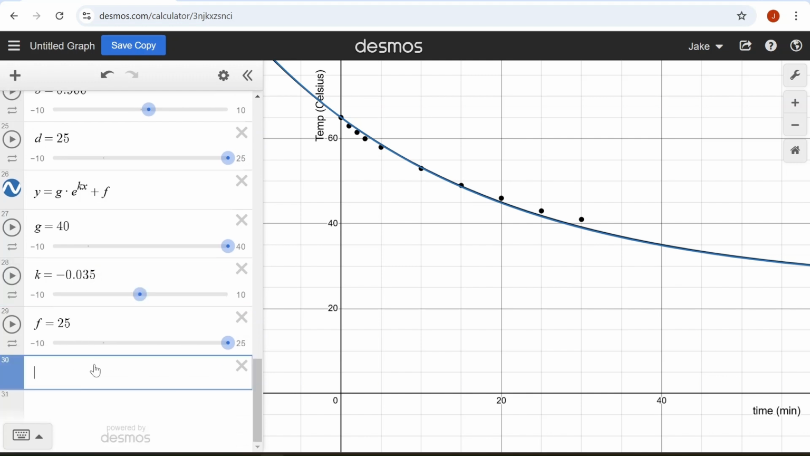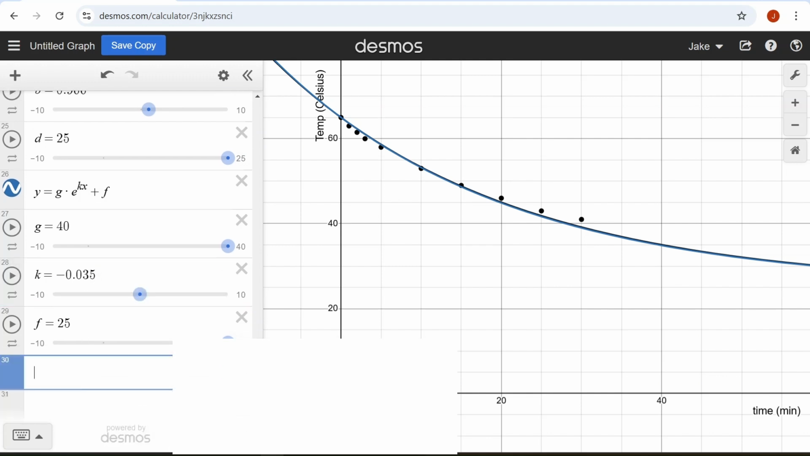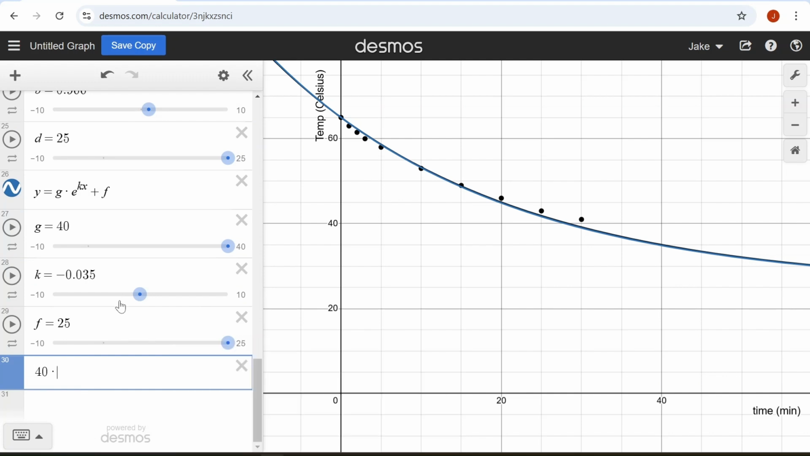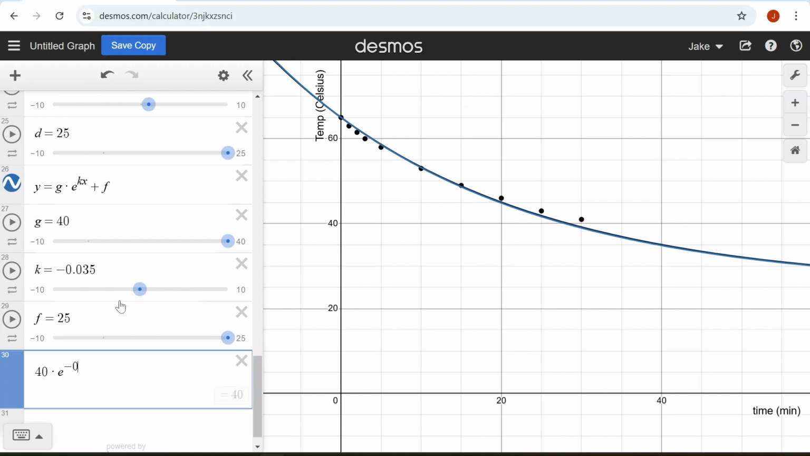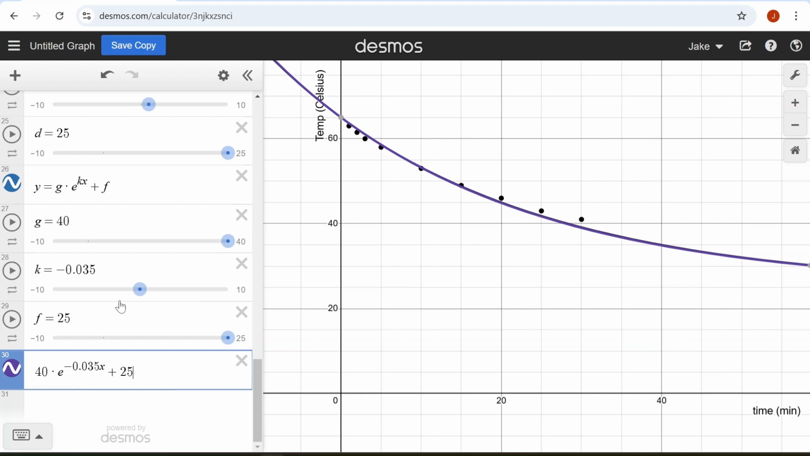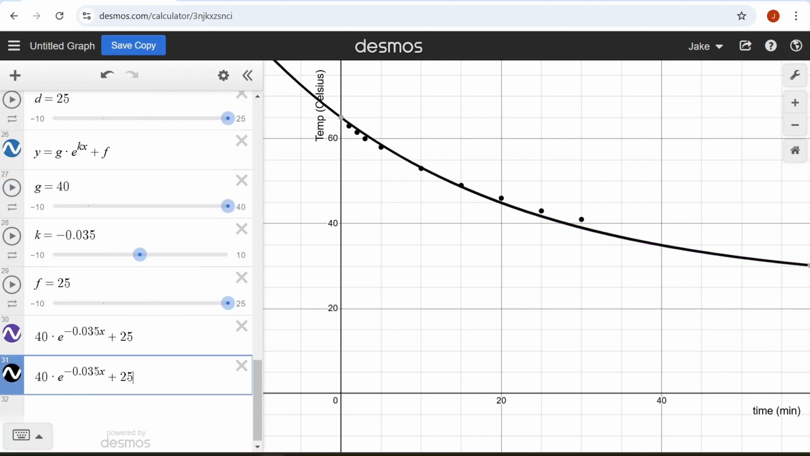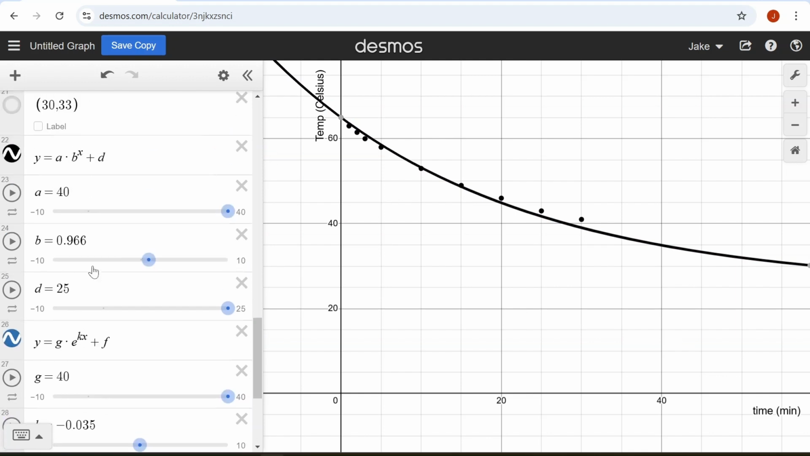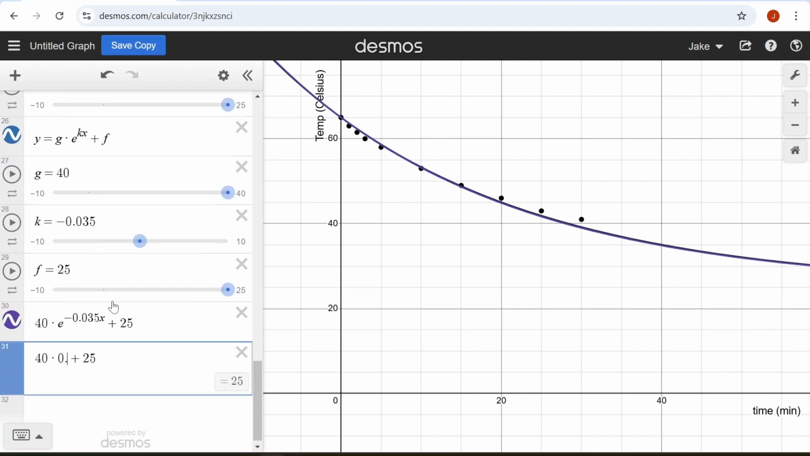So the two models that we have for this, one of them was 40 times e to the power of minus 0.035x, plus 25. So that was that blue line we created before. And the other one was quite similar, only we didn't use a base of e, we just used a number there, which was 0.966.